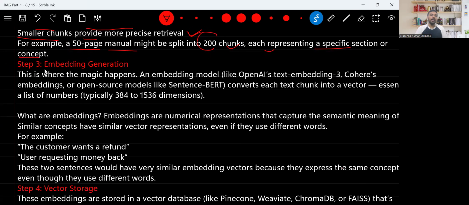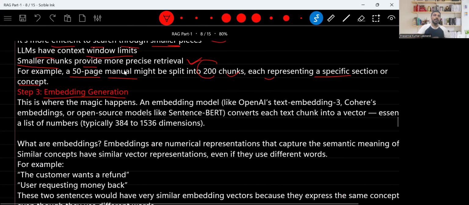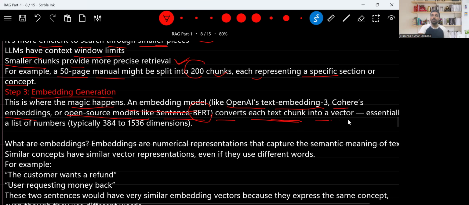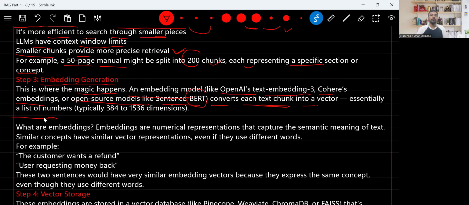After that, we do embedding. What is embedding? Converting the document into embeddings. Embeddings means numerical values. This is where the magic happens. An embedding model, and we have so many embedding models, like OpenAI text embedding, Cohere embedding, and open source models like sentence BERT, converts each text into a vector. Essentially, a list of numbers. What is a vector? A vector is nothing but a list of numbers.